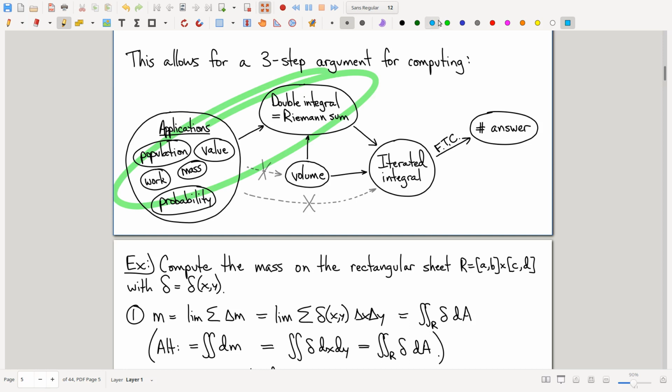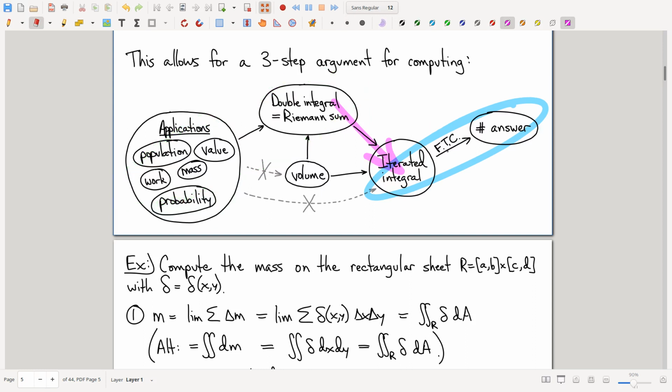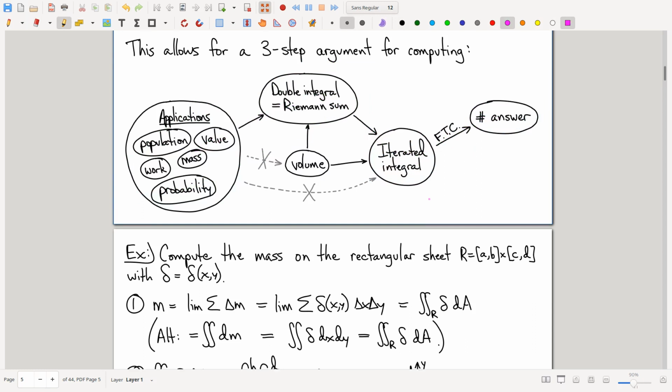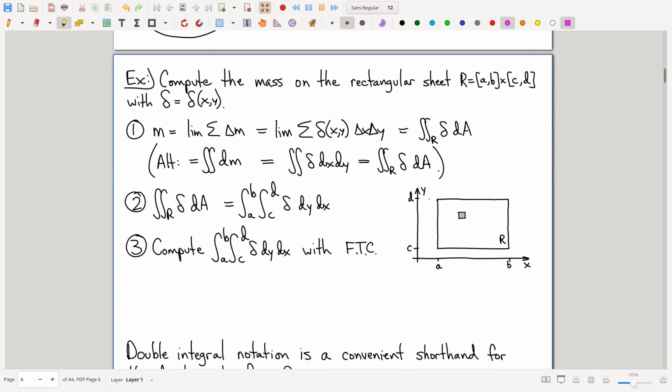On the other hand, we know how to compute iterated integrals, right? So we were thrilled to note that you can always turn a double integral into an iterated integral, and that gives us our three-step process for being able to solve problems like so. And last time we went through an example showing those three steps. You can see right here, 1, 2, and 3.